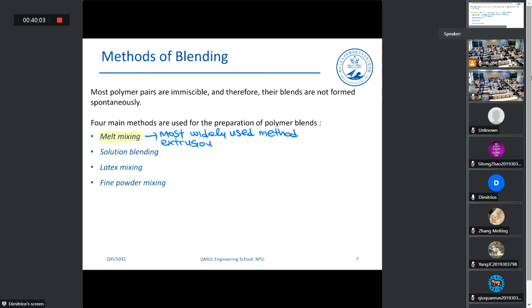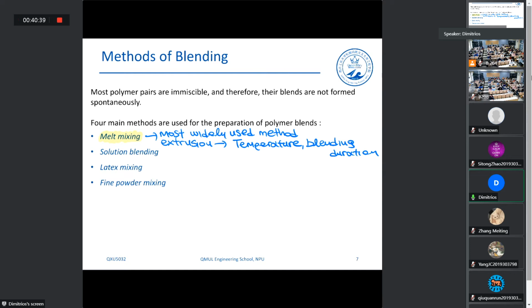And what affects significantly the behavior of melt mixing, and the subsequent behavior of the polymer blends, is the temperature of extrusion, the blending duration, and then obviously parameters such as the ratio between the polymers in the blend and so on.